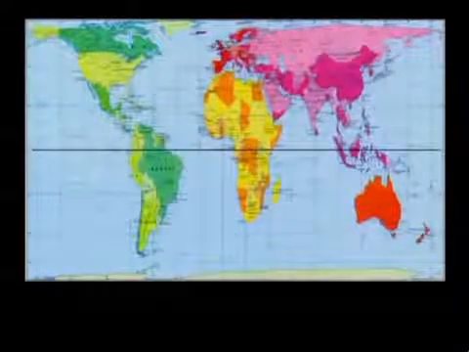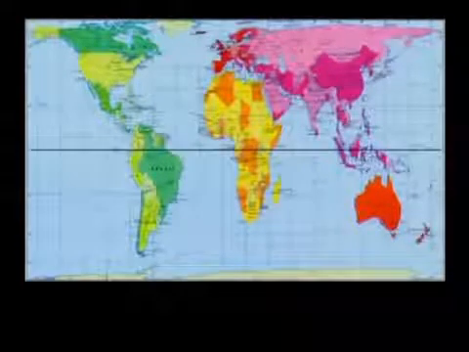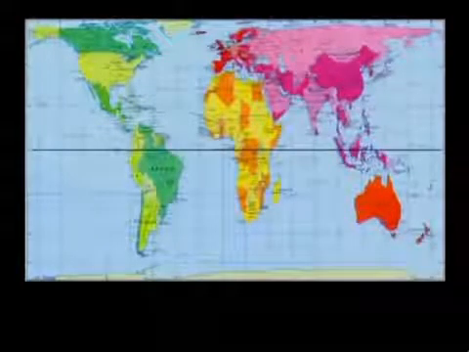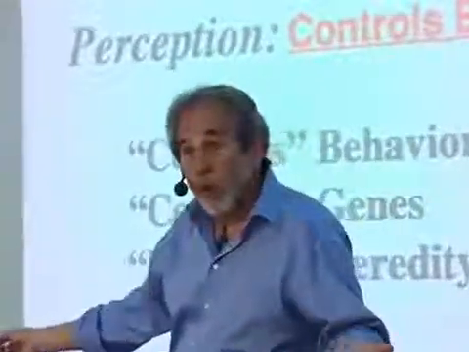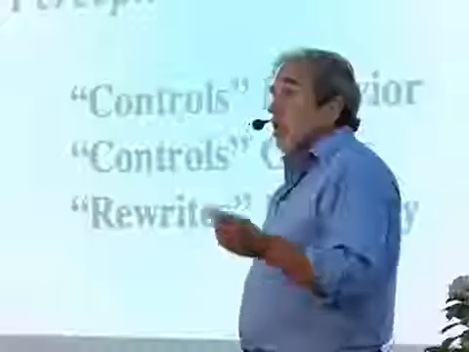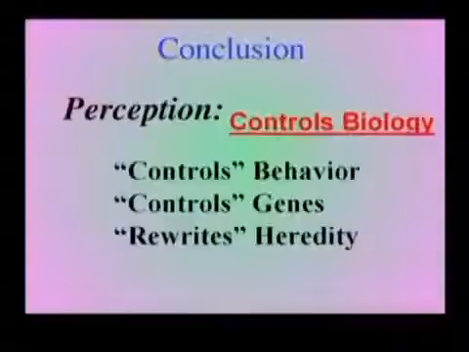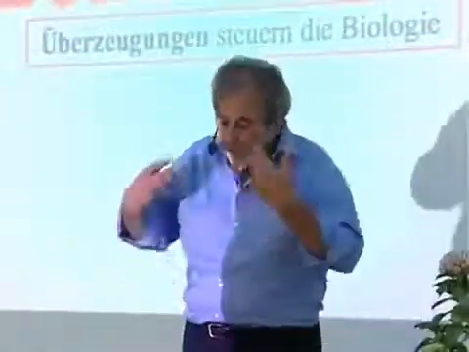The point is that you learn perceptions. And sometimes your perceptions can be right, and sometimes your perceptions can be wrong. Since perception controls biology, and since they can be right or wrong, then it's more accurate to say that belief controls biology. What you believe creates your life on the inside and on the outside.